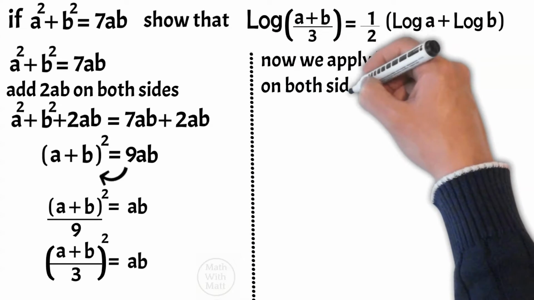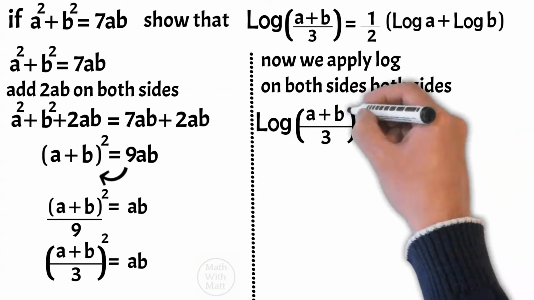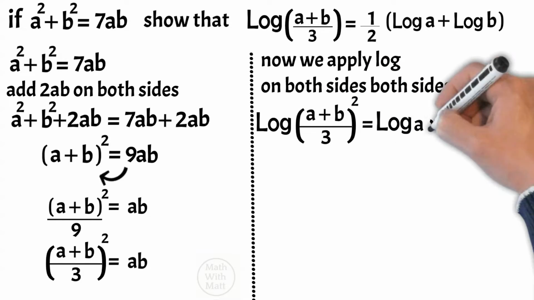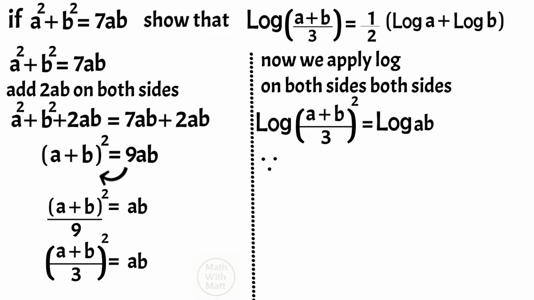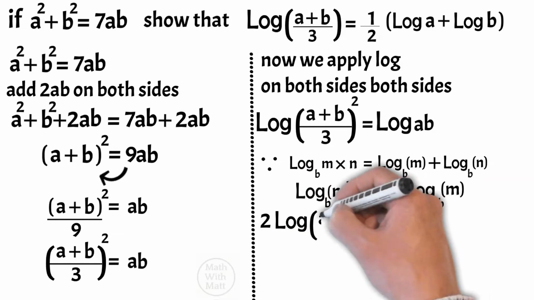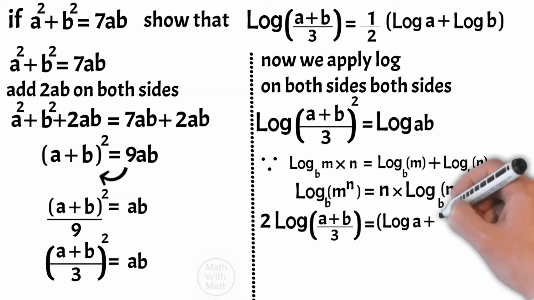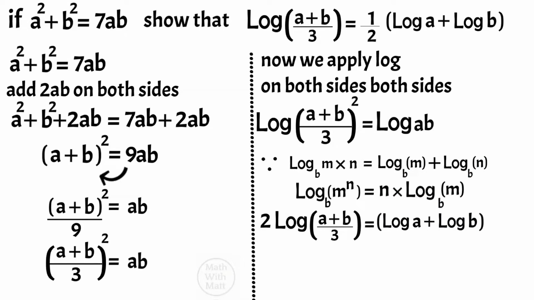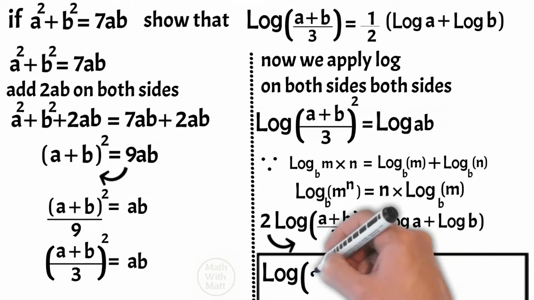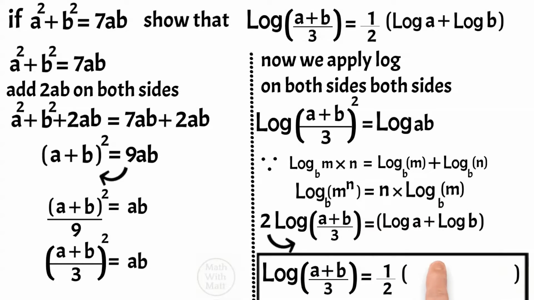After that, we apply log on both sides now. And we use log of product on the right side and log of power on the left side, giving us 2 times log of (a plus b) upon 3 equals log of a plus log of b. Now we just make a little adjustment. We take the 2 to the right side to finally get the equation that was asked in the question, that is, log of (a plus b) upon 3 equals 1 upon 2 times (log of a plus log of b).